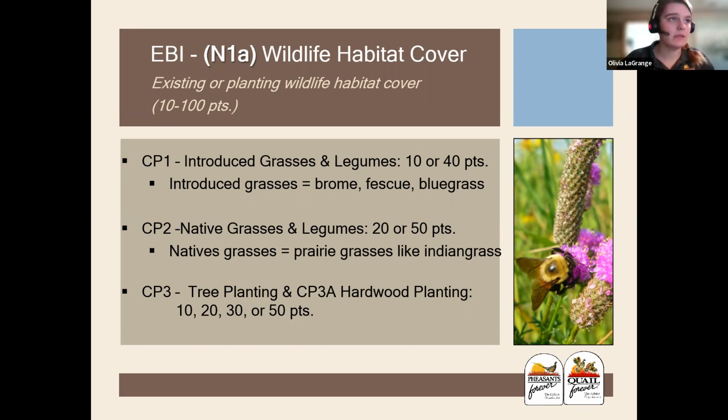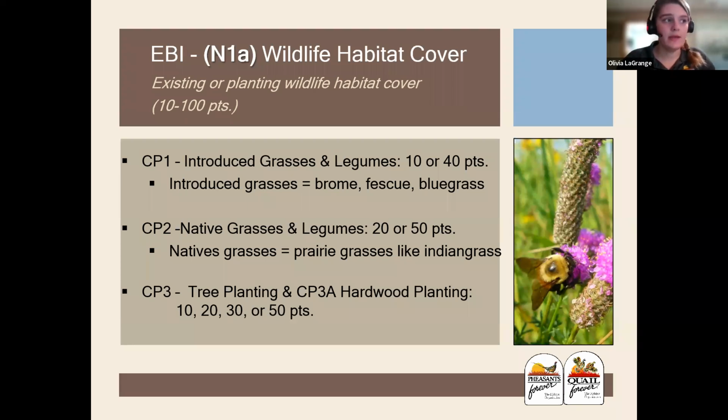But what we more like to do is to add CP2, the native grasses and legumes, like prairie grasses, like Indian grass, big bluestem, your grasses that are really going to be the best option for your wildlife nesting cover, winter cover, and your food source. So those are 20 to 50 points.